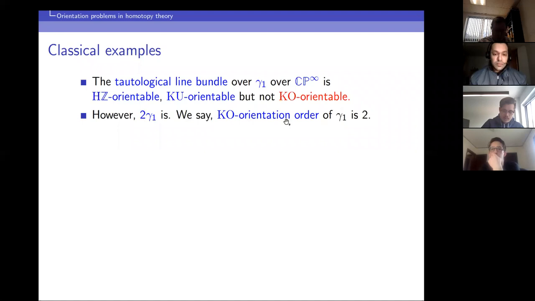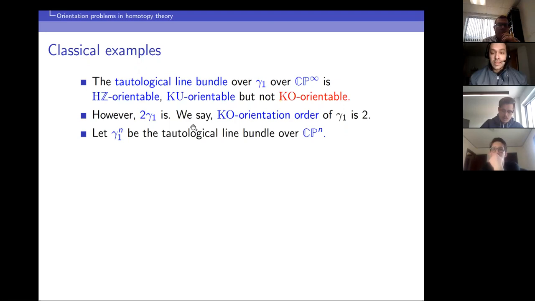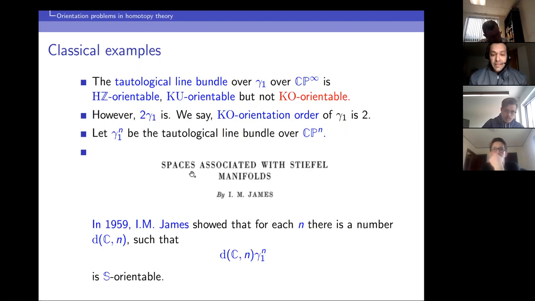One can also study tautological line bundles over CPN. James in 1959 showed that they are also periodic in nature. In other words, there is a number which I'm denoting by DCN. So if I take DCN fold direct sum of the tautological line bundle over CPN, then it is actually spherically oriented.